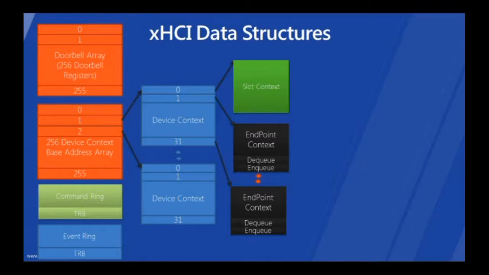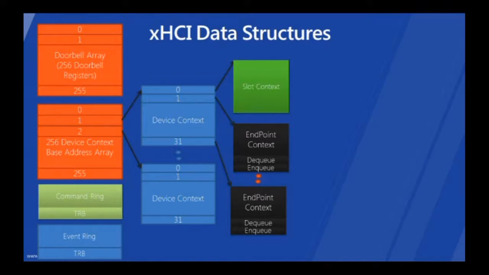Now let us take a simple example of device enumeration. When a device is plugged into the bus, the controller notifies the software by writing a port status change event to the event ring and firing an interrupt. In response, the software writes an enable slot command to the command ring and rings the controller doorbell register. In response to that, the controller posts a completion event into the event ring with the slot ID. This slot ID is used as an index into the device context base array for storing the device context pointer.